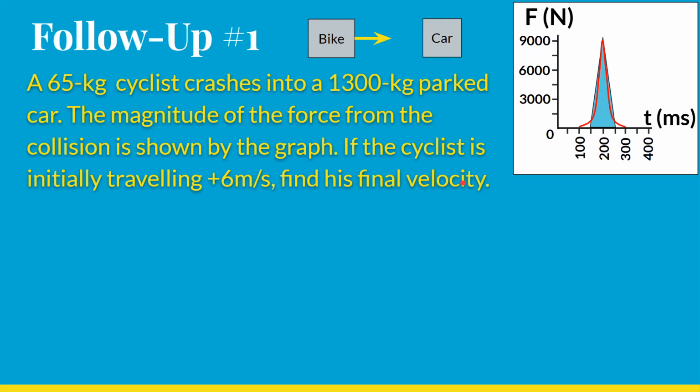All right, so here is a follow-up question. Again, I would copy this down into your notes so that you have it to refer back to. It says, a 65-kilogram cyclist crashes into a 1,300 kilogram parked car. The magnitude of the force from the collision is shown by the graph. If the cyclist is initially traveling positive 6 meters per second, find his final velocity.